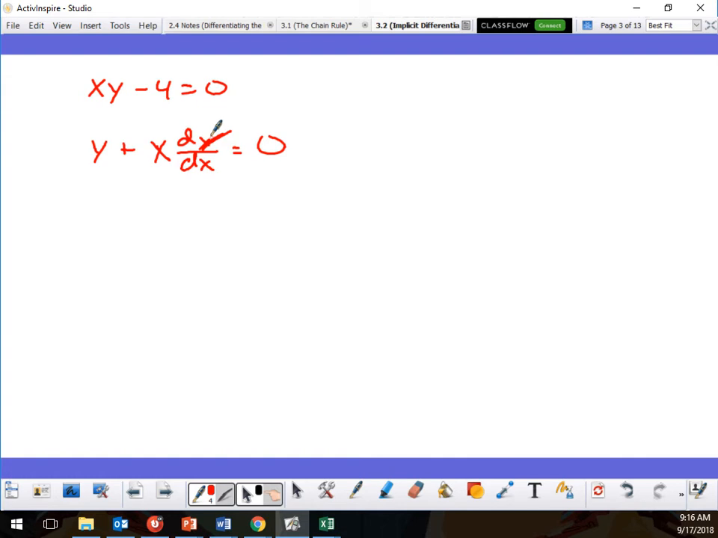Move the y over. So now dy/dx is going to be equal to negative y over x. Very good.